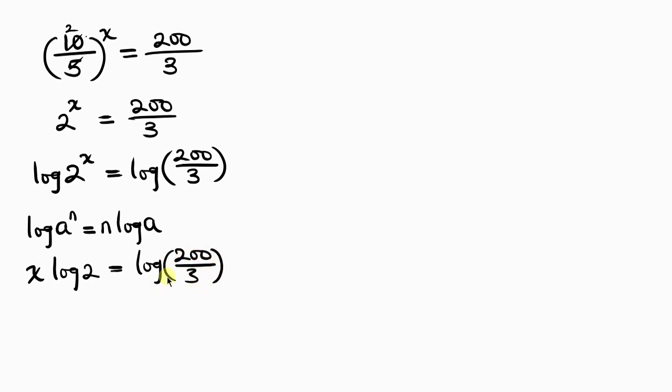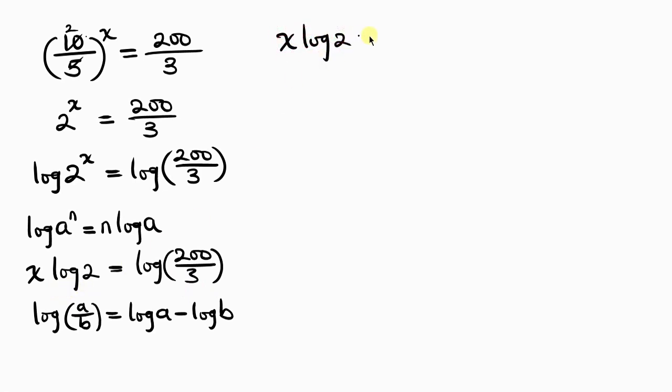Now, like I said, I'm going to be applying the law of logarithm here as well. There is a law of logarithm which says when I have log a over b, this is same as log a minus log b. So we're going to be applying this law of logarithm to what we have on the right hand side. Now, what we have becomes x log 2 is equal to log 200 minus log 3. Very good.